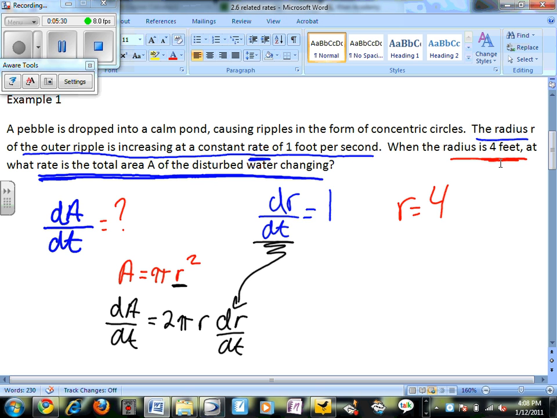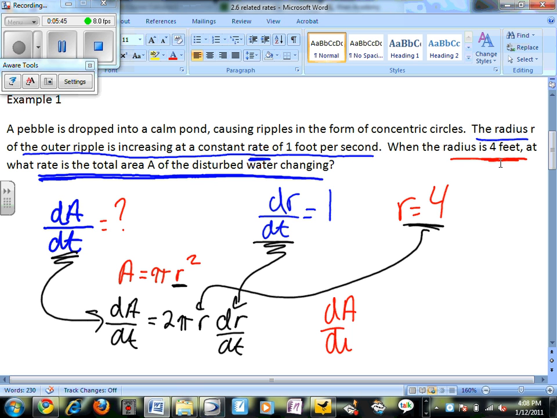Okay, you see how that works out pretty nice because we already know what dr/dt is. All right, we know what r equals. We can go ahead and plug that in. And then we are looking for, it's already set up, we're looking for dA/dt. So all I need to do is substitute in and solve the problem. So dA/dt, the rate at which our area is changing when the radius is 4, is going to be 2 times pi times 4 times 1. Okay. So we're going to have our area changing by 8 pi.